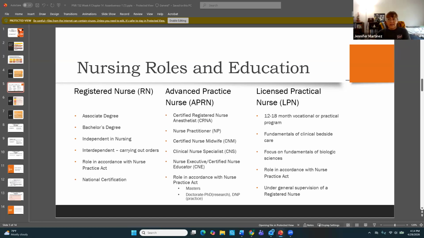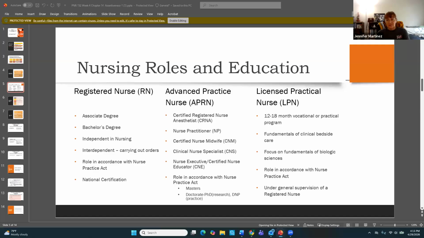There's emergency, there's med surg certifications. I have a certification in managed care. So lots of different certifications. The advanced practice nurse, which is your APRN, is an advanced degree. This includes your certified registered nurse anesthetist, your nurse practitioners, your nurse midwives, your clinical nurse specialist, your nurse executive or certified nurse educator. And again, this role is practiced within their Nurse Practice Act.